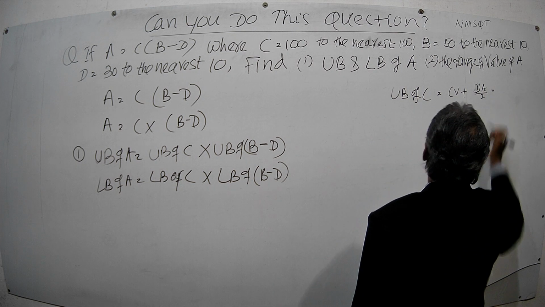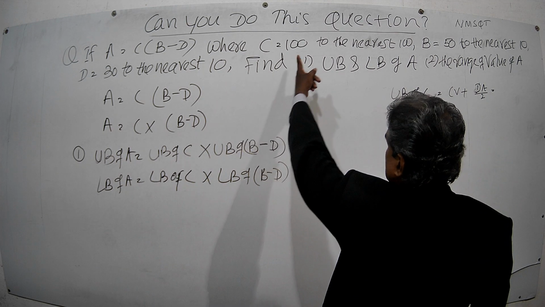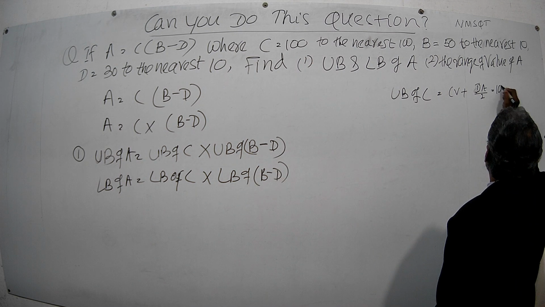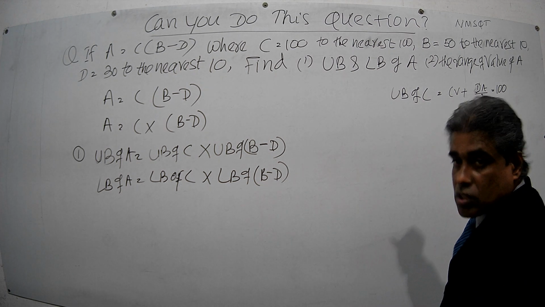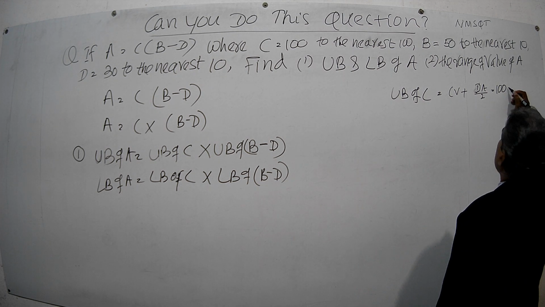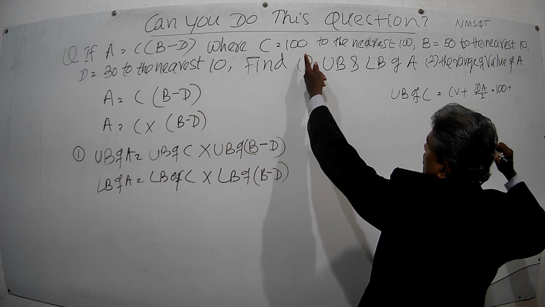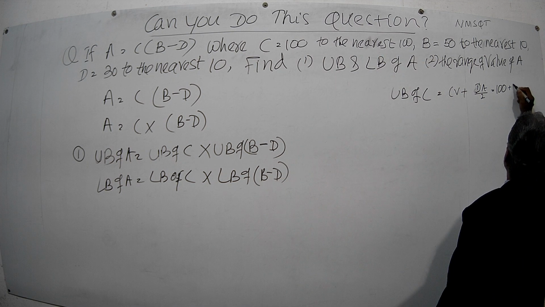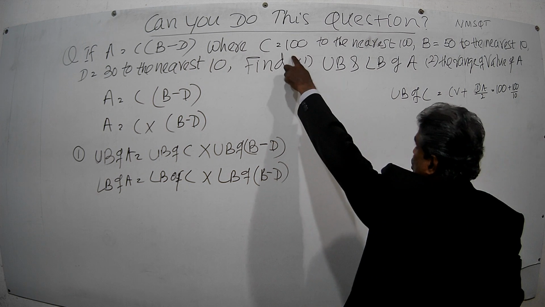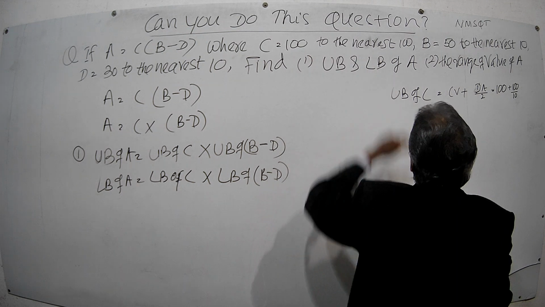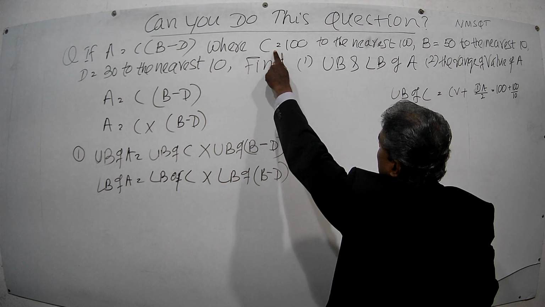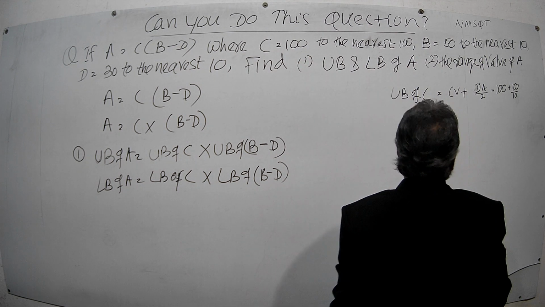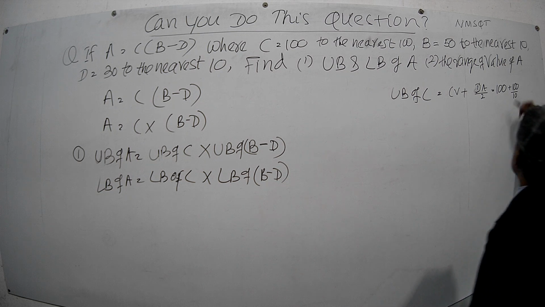Now we will find that. The corrected value of C, they have given C is 100. Then the degree of accuracy: the value of C is 100 correct to the nearest 100. Therefore, the degree of accuracy is 100.